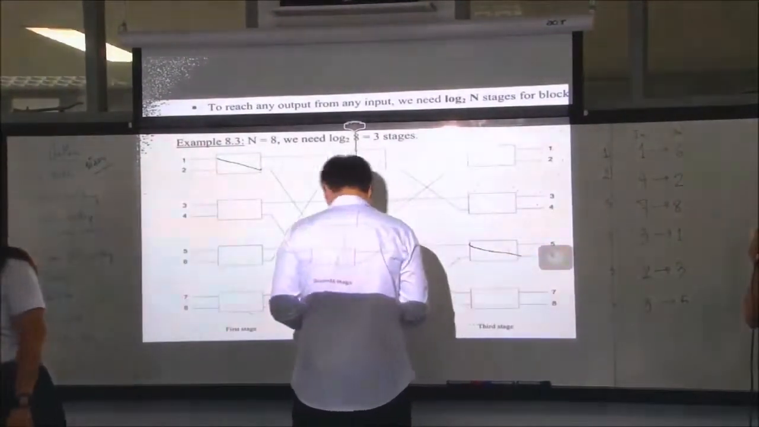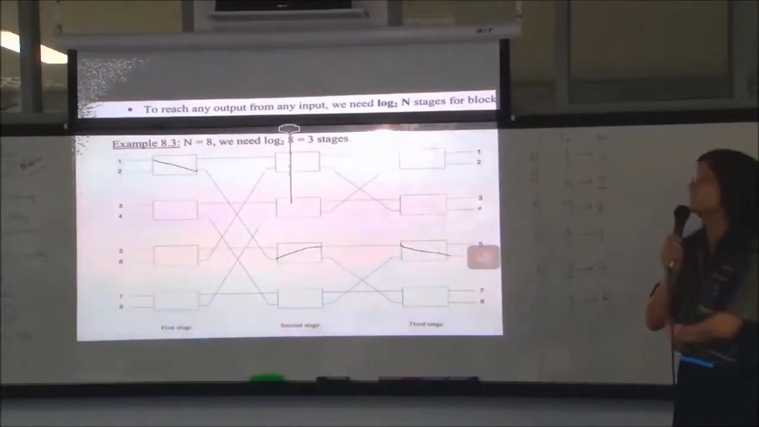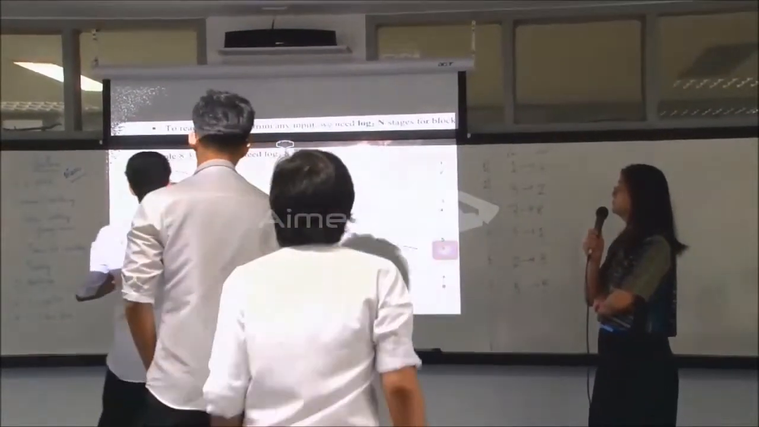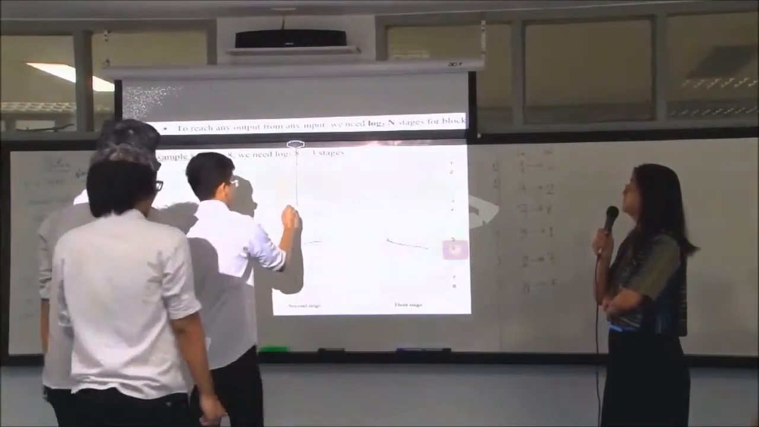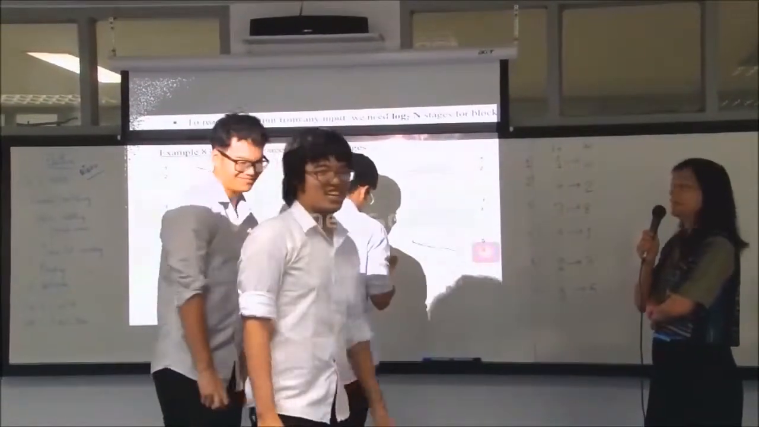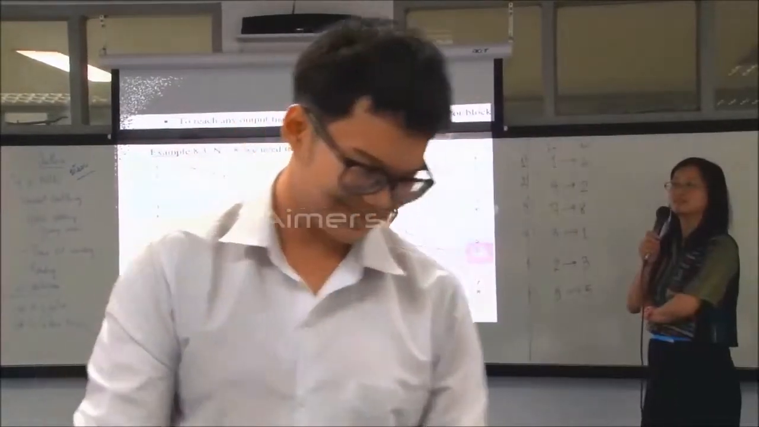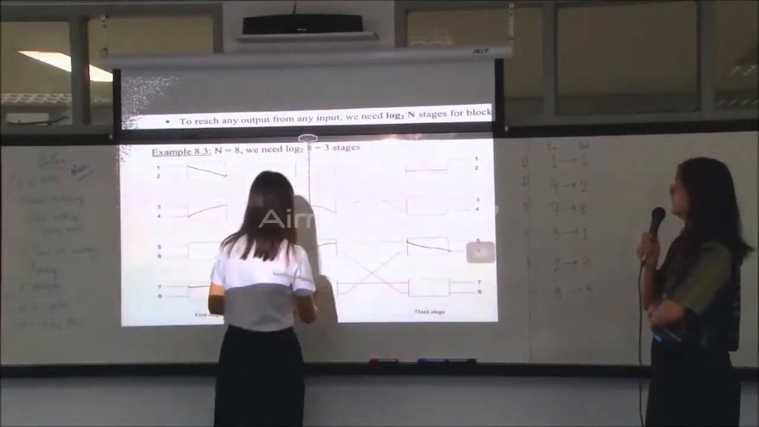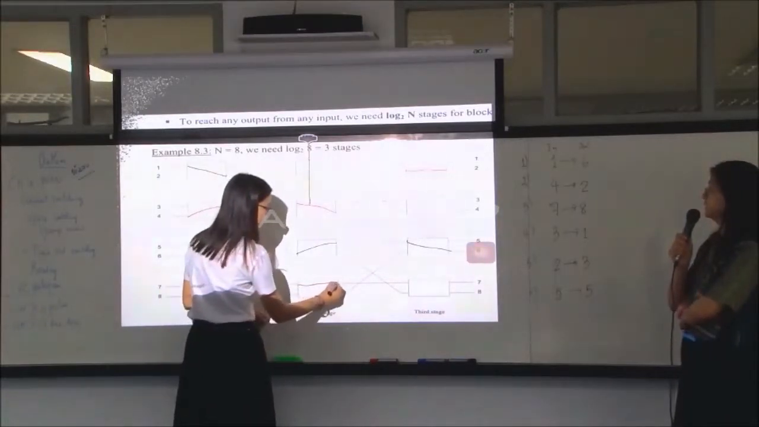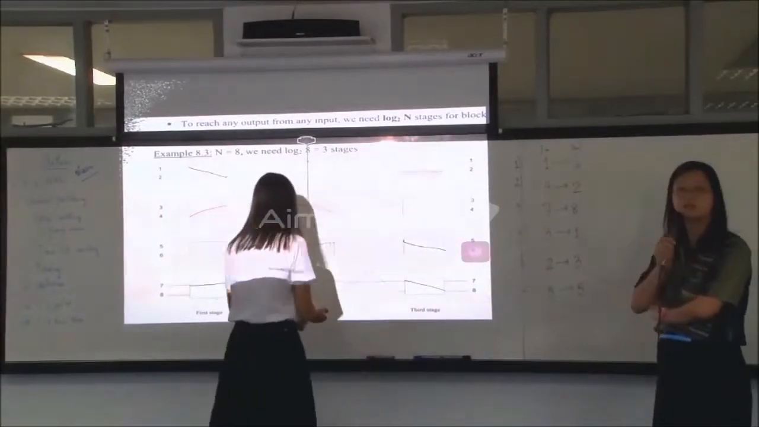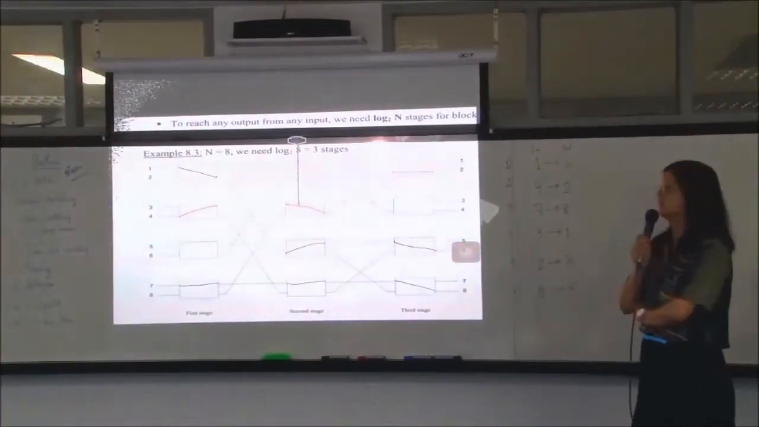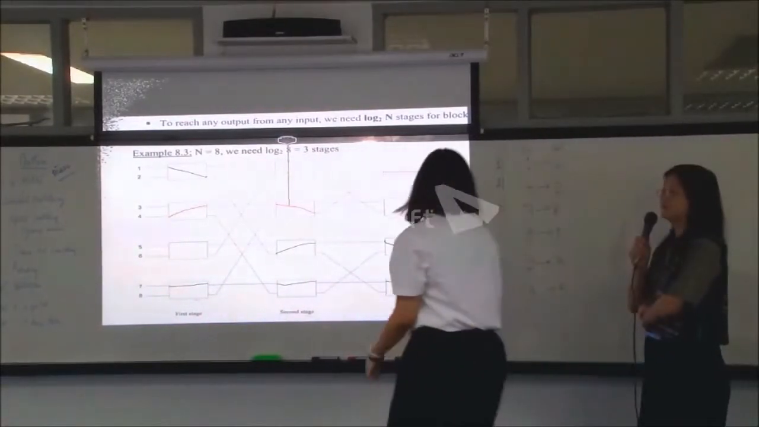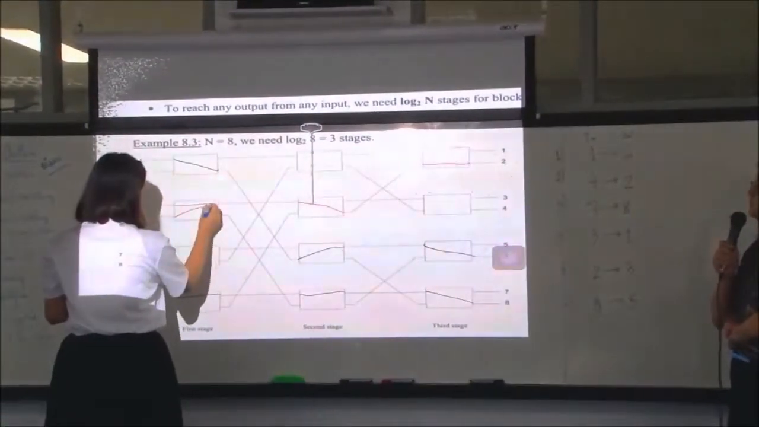Thank you. Okay, that's correct. Thank you. The second group, please. 4 to 2. Okay, that's correct. Thank you. Group 3, please. 7 to 8. Thank you, that's correct. Group 4, please.